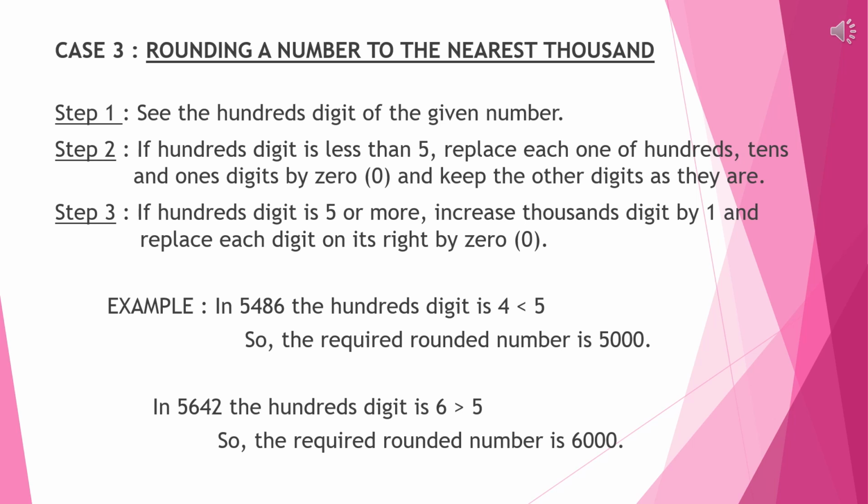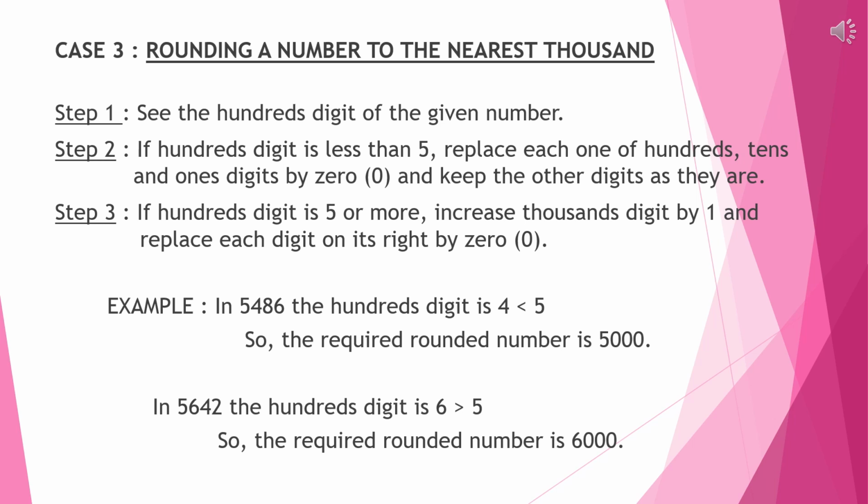Now let's understand case 3, rounding a number to the nearest thousand. In this case, we have to follow these 3 steps. Step 1, see the hundreds digit of the given number. Step 2, if the hundreds digit is less than 5, replace each one of the hundreds, tens and ones digits by 0 and keep the other digits as they are. Step 3, if the hundreds digit is 5 or more, increase the thousands digit by 1 and replace each digit on its right by 0. Now let's understand with the help of examples.